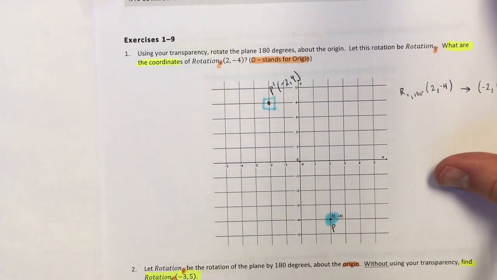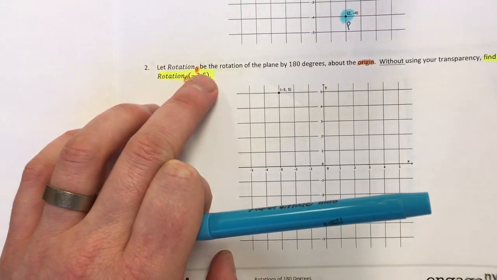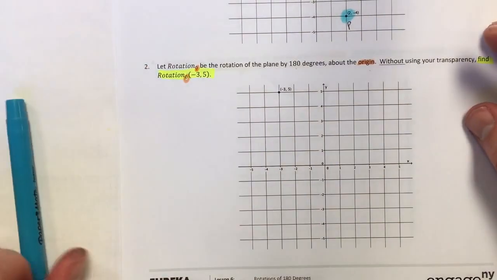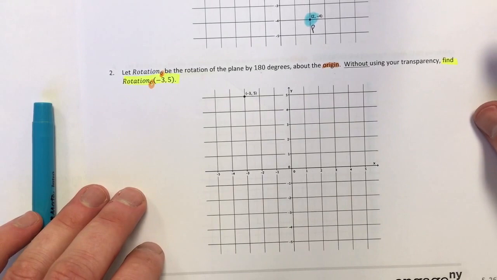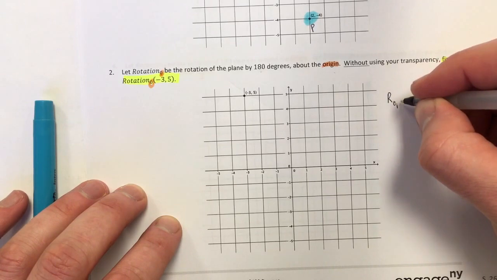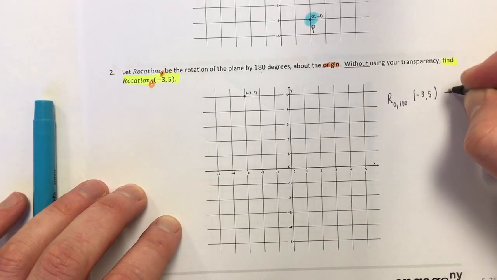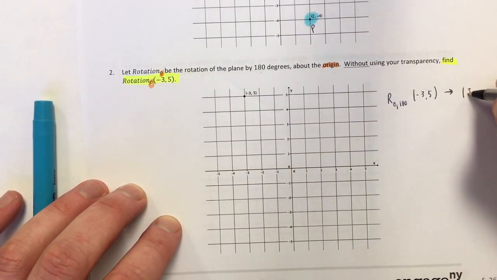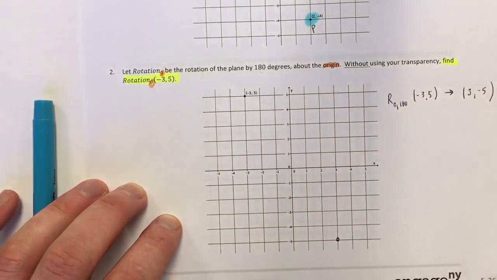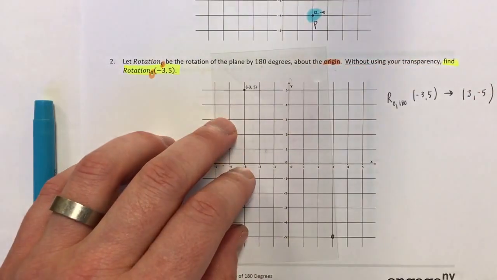Okay, let's continue. Next problem. It says let the rotation be the rotation of the plane 180 degrees about the origin without using transparency. So they're really asking us to have made a connection between the pre-image and the image. The original point is (-3, 5), so rotation about the origin of 180 degrees for the point (-3, 5). Where should that go? If I negate each value, I have (3, -5). So it should be right here. Now you can always check your work with a transparency.